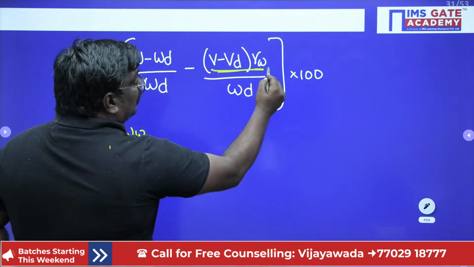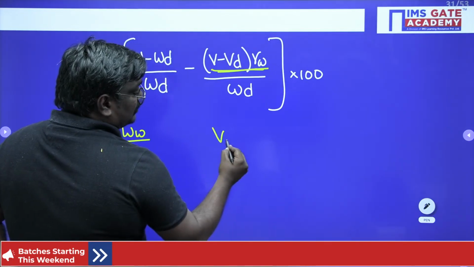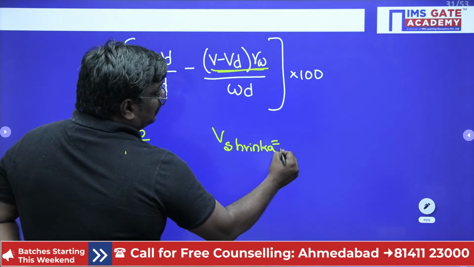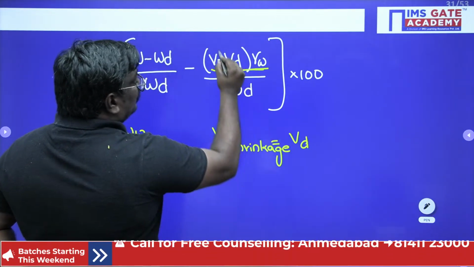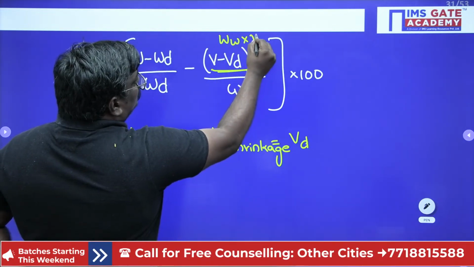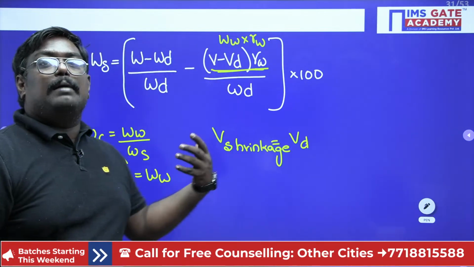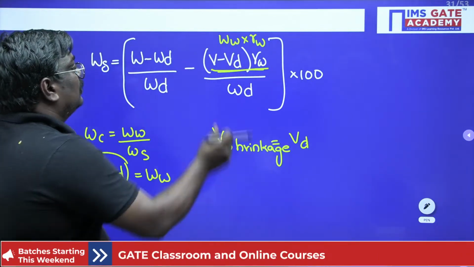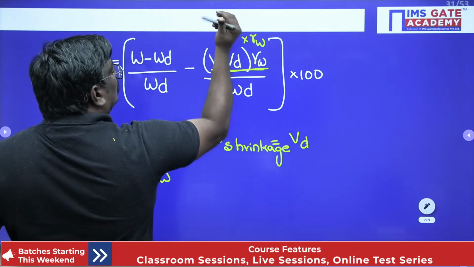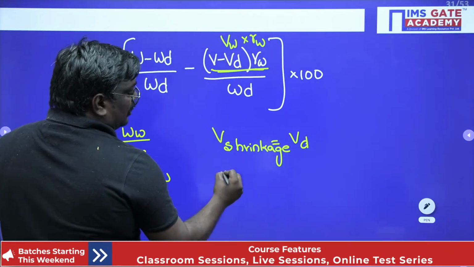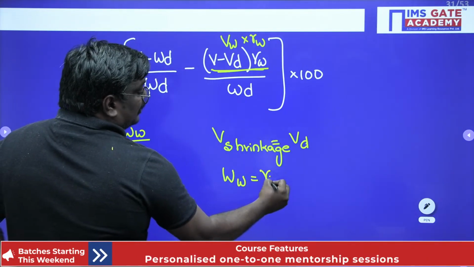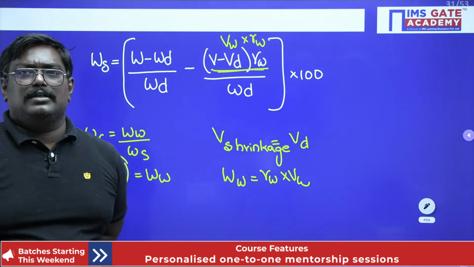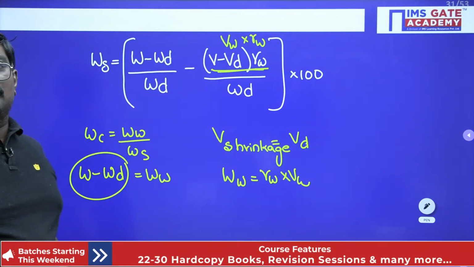From here, what is the volume at shrinkage limit? The volume at shrinkage limit will be equal to Vd. Actually here you have to write weight of water into gamma W. Whatever voids are there, they are completely filled with water. Weight of water means volume of water. Now, weight of water can be written as, I told you already, gamma W into Vw. So we have applied that formula and we have got it. Clear, Srujana? Is this clear, how this formula came? Okay.